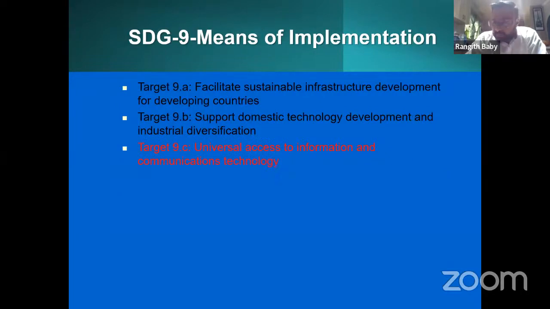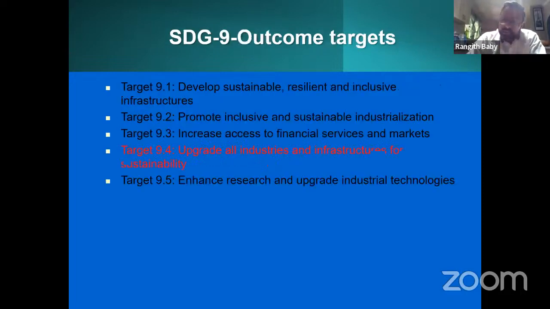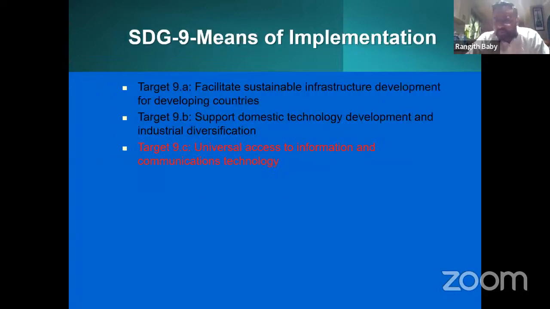Then what are the means of implementation of these targets? 9.A, that is the first, is to facilitate sustainable infrastructure development for developing countries. Secondly, support domestic technology development and industrial diversification. And finally, universal access to information and communication technologies. So as a means to implement our target, which is to upgrade all industries and infrastructures for sustainability, we have chosen universal access to information and communication technology as the implementation means.